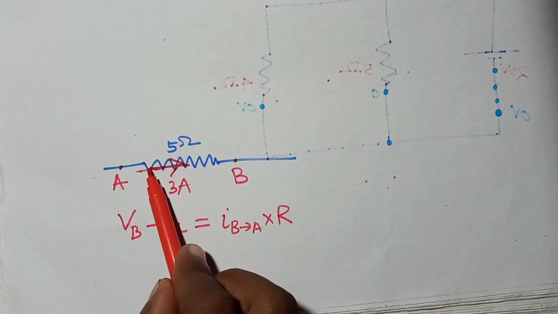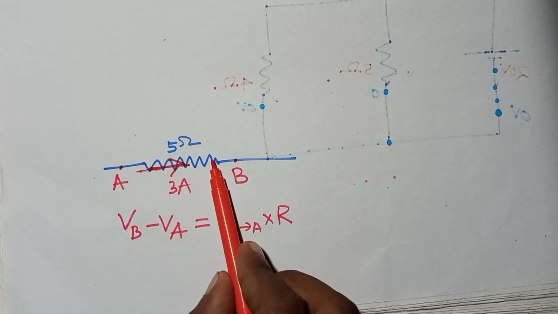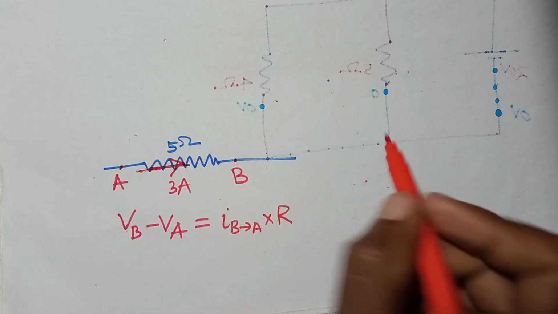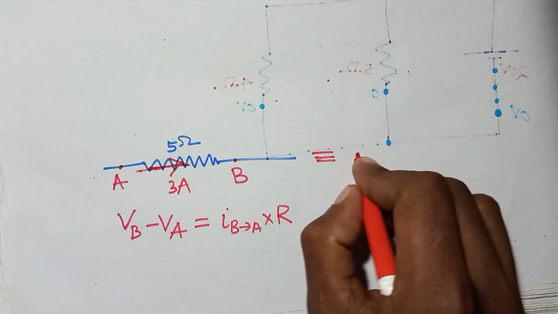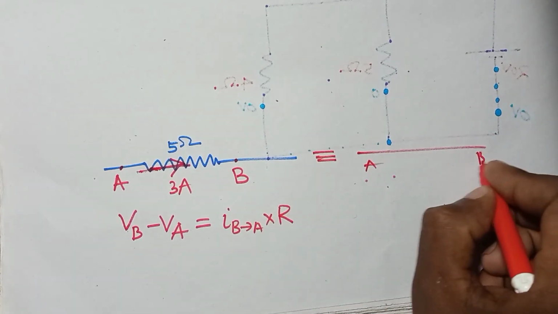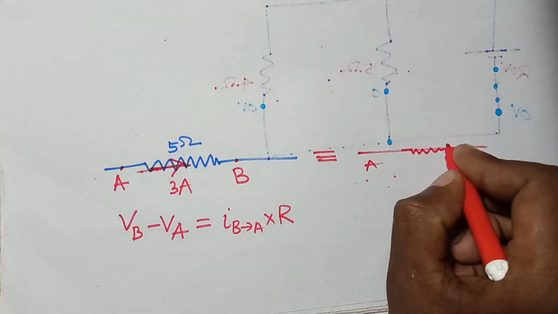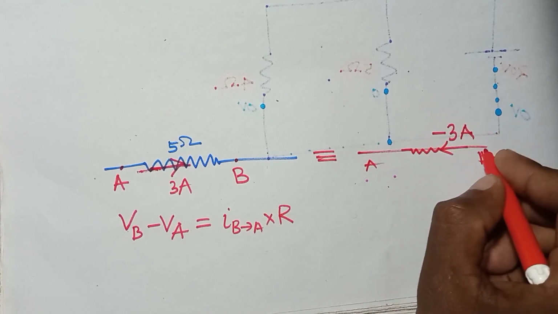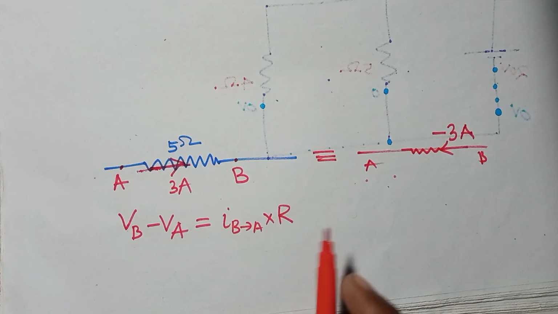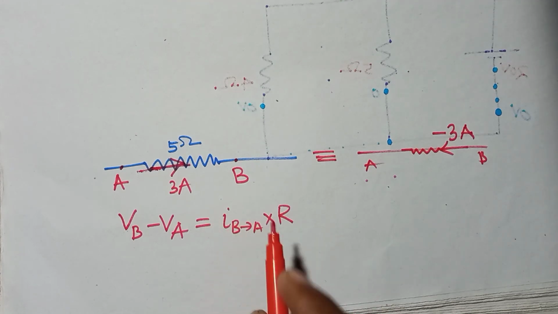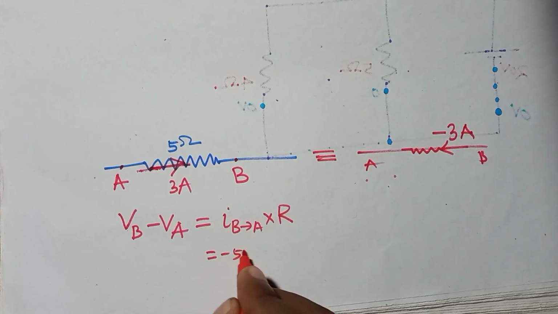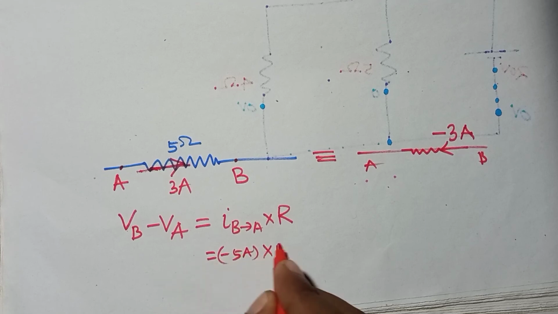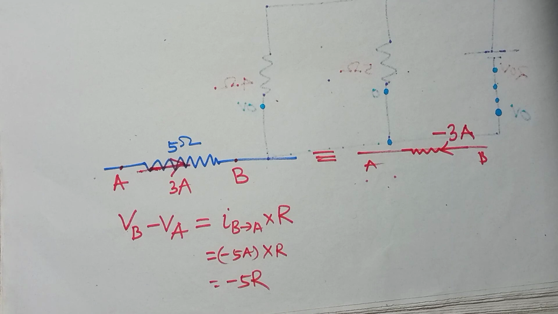Since a current of 3 ampere flows from A to B, that is equivalent to what? A current of minus 3 ampere flowing from B to A. So what is the current from B to A? That is minus 3 ampere, and you have to multiply it by the resistance value. So it will be minus 5 R. In this way we have to apply this formula.